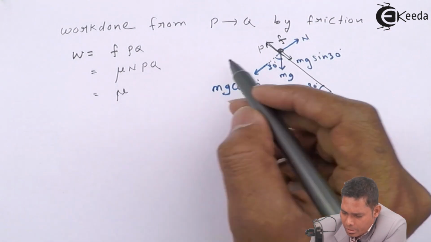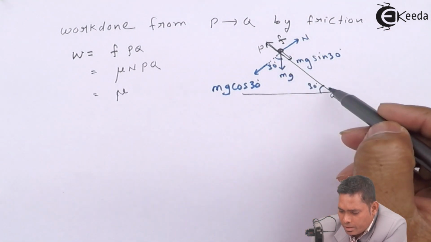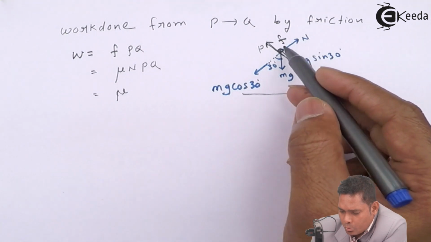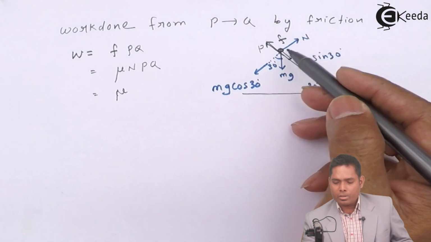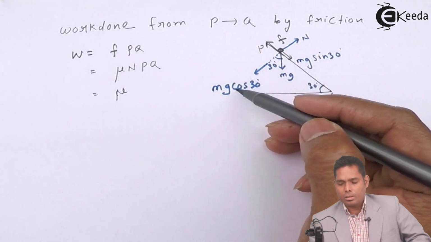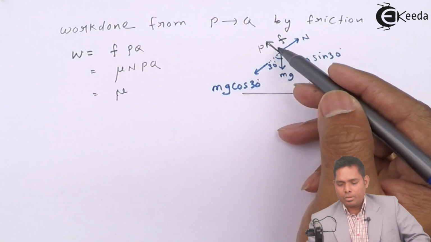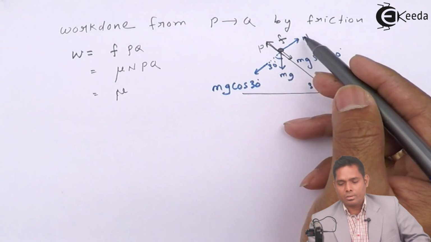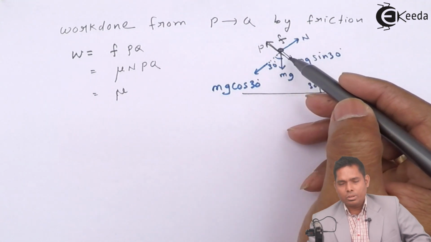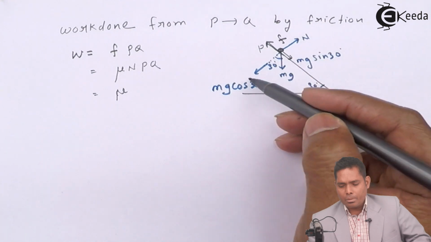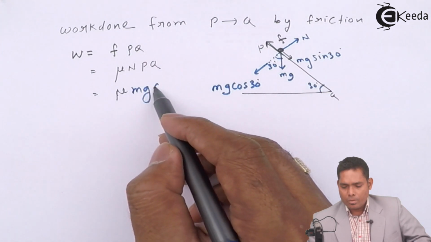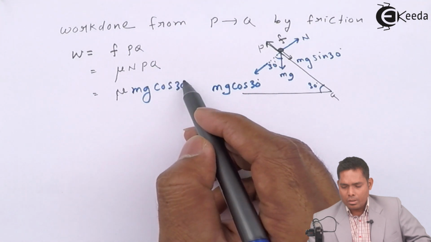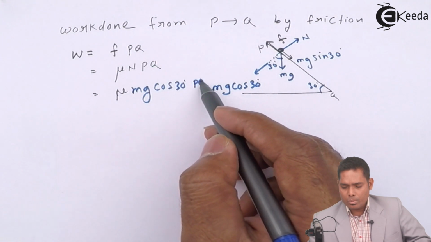While it is moving, the particle experiences two forces perpendicular to the plane: one is the normal force N and the other is mg cos theta. These two balance each other because the body has no movement in this direction. The body only moves along the plane. Therefore N becomes mg cos theta. So the work is mg cos 30 into this distance PQ.